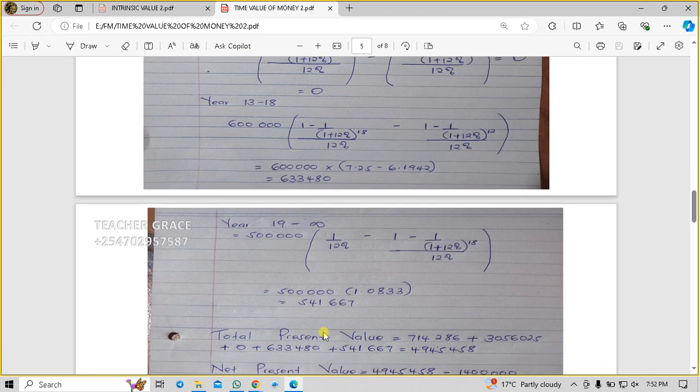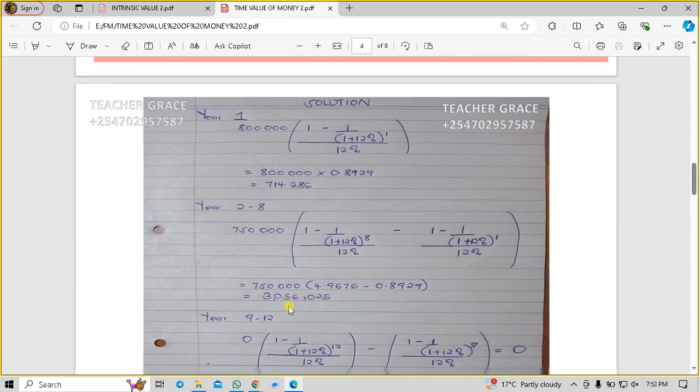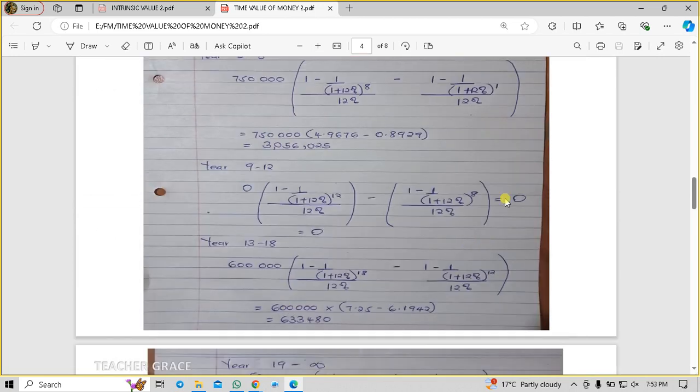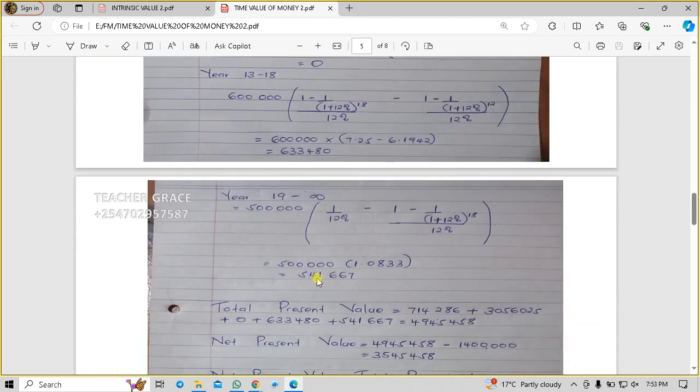So when you're asked about the total present value, you're going to add all the answers that you have in each and every step. 7,14,26 plus 30,56 plus 0 plus 633,480 plus 541,667, for you to have the total present value as 4,945,458. That is our total present value.